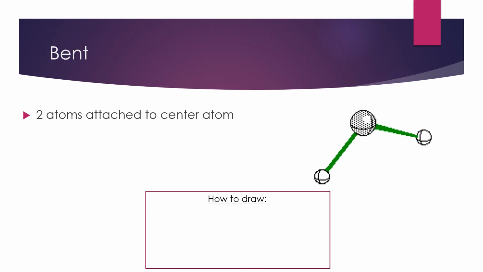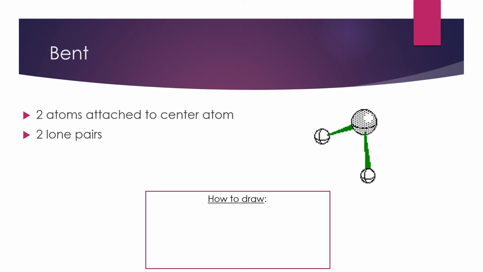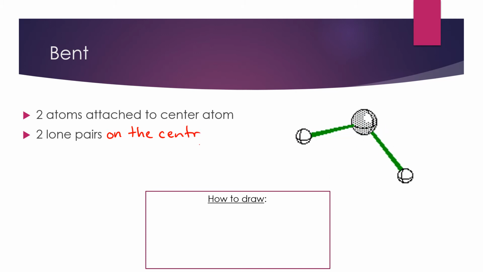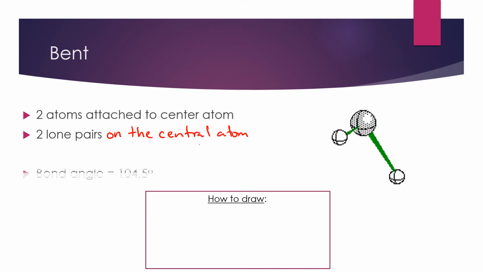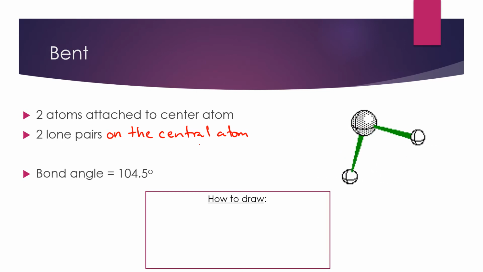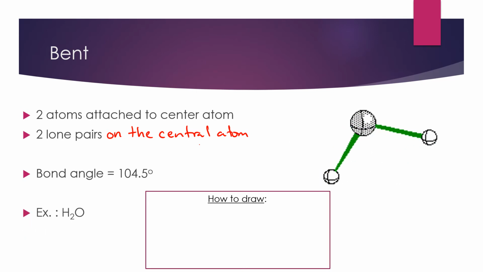Bent. So bent is two atoms attached to the center atom, similar to linear, but it has two lone pairs on the central atom. The bond angle is 104.5 degrees. And our example would be water.